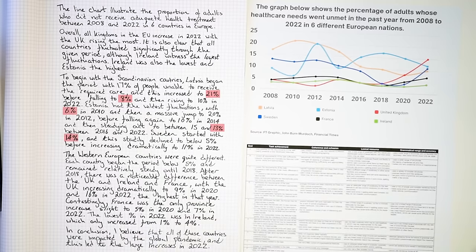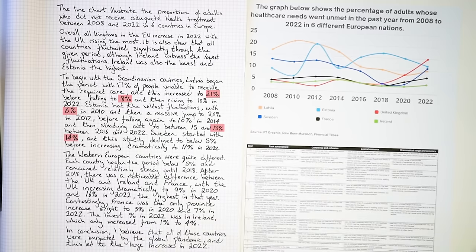So we've changed it from "overall all kingdoms in the EU increase in 2022" to just simplifying it and making it accurate. Overall, except for Estonia, all states increased in 2022. And that is accurate. We're not going to put that the UK rises the most because it actually doesn't. It has an equal rise with Sweden.